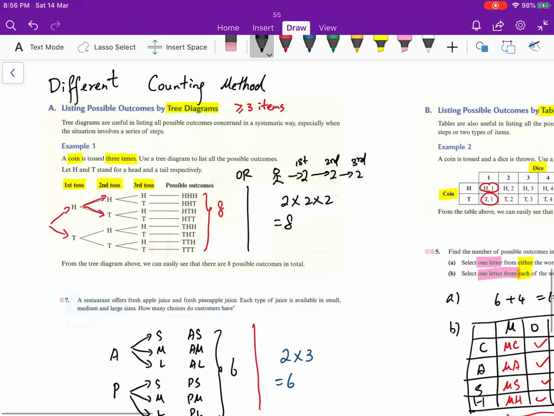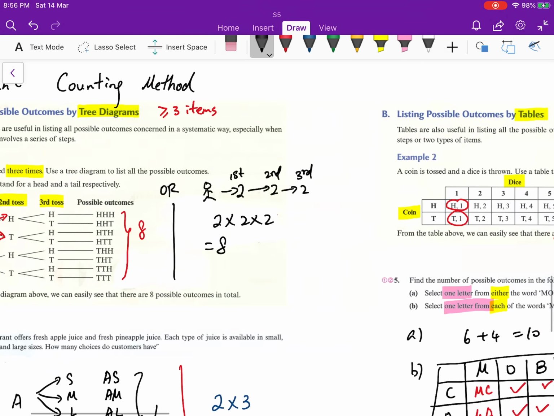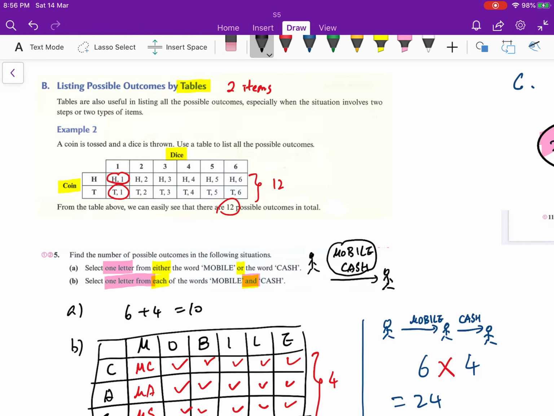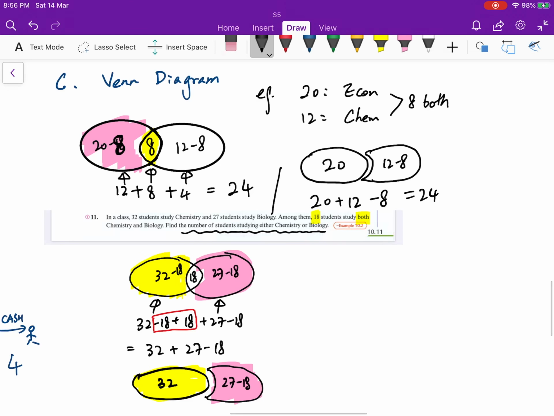So here I introduce 3 different counting methods to you. Okay, first one is the tree diagram. It should be used if you have 3 or more items. Then the table lists all the possible outcomes. It will be suitable for 2 items. Then the Venn diagram is suitable when some of the data overlap. Got it? So these are 3 different counting methods.